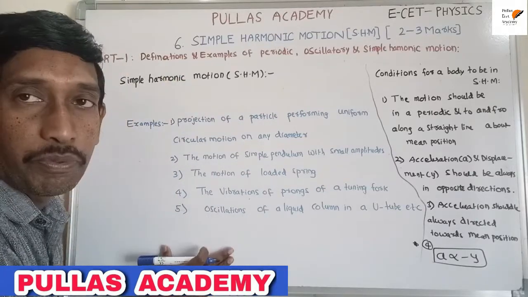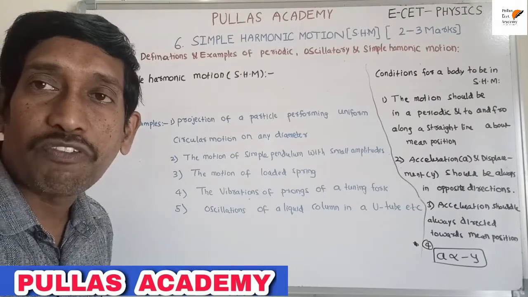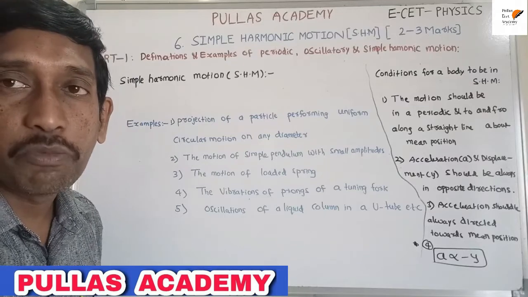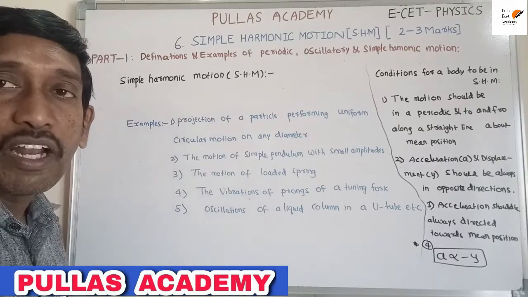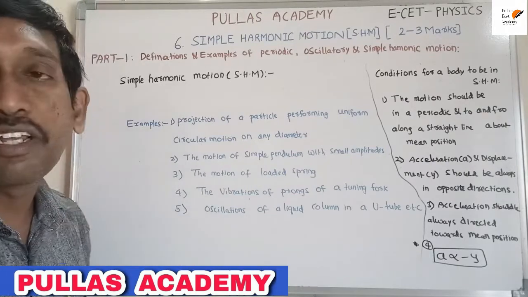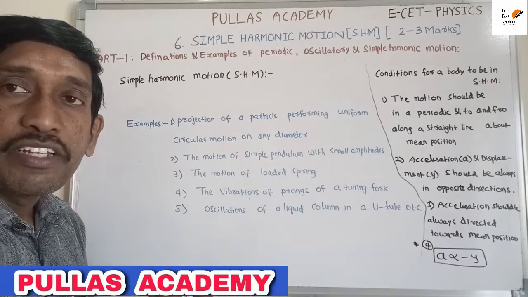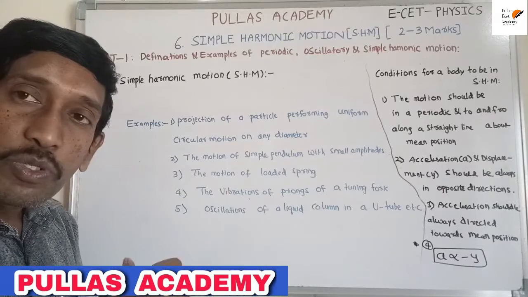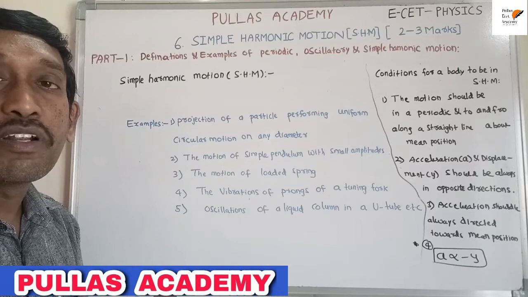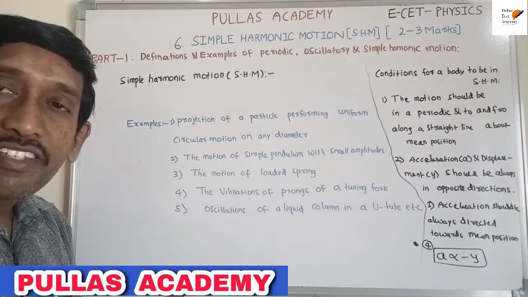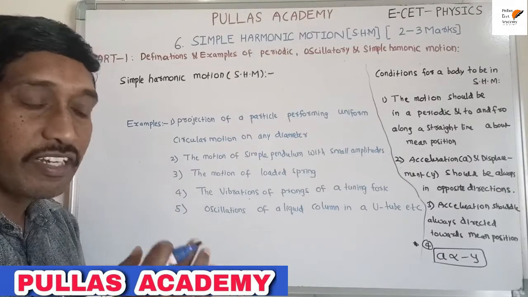So these are the examples of simple harmonic motion. Actually, simple harmonic motion is a special case of both periodic and oscillatory motion. That means if any object is in S.H.M, it is also in periodic and also in oscillatory motion. A periodic motion is not necessarily oscillatory, but a simple harmonic motion is necessarily periodic.